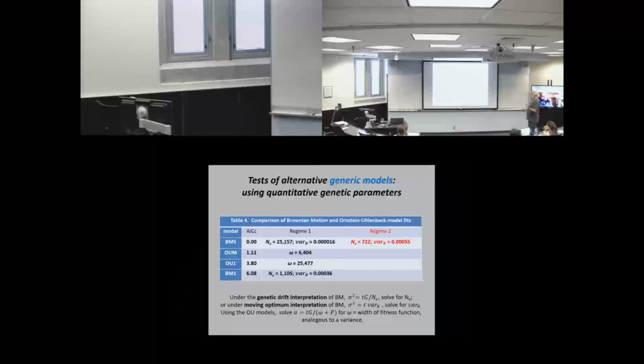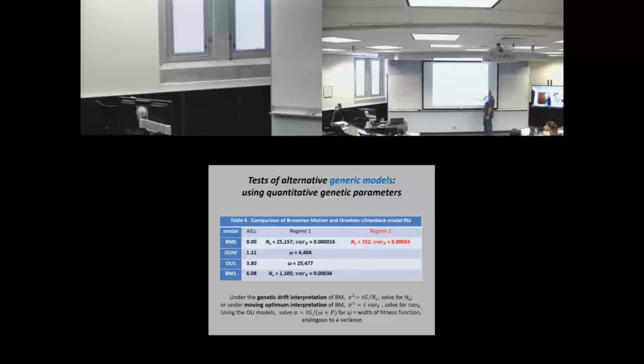Because under, there are two, let's look at this. Under the Brownian motion models, there are two interpretations of sigma squared. Under the genetic drift of the mean interpretation, sigma squared is equal to the number of elapsed generations on the tree times genetic variance in the trait divided by effective population size.